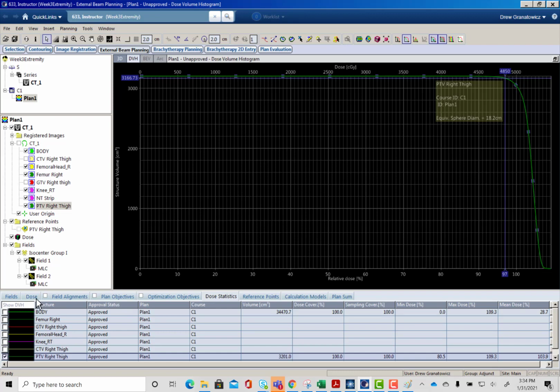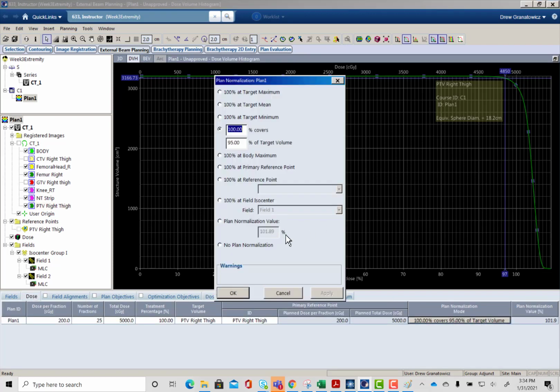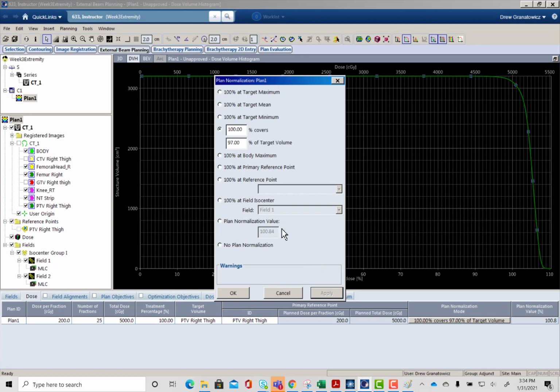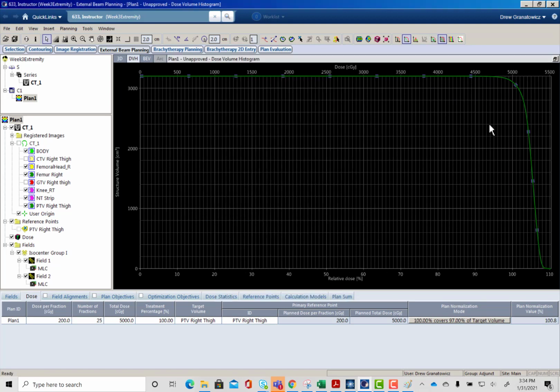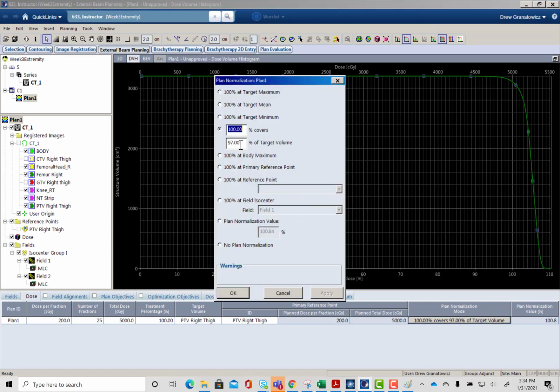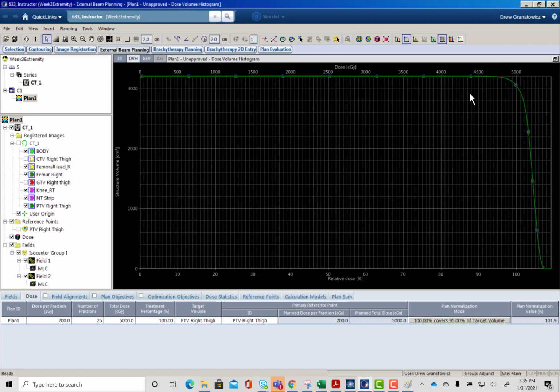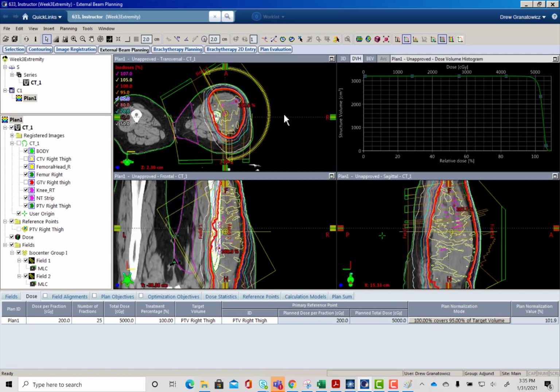So we have two options. We can normalize down like I showed you, or just tell it to cover more of our PTV like that, which will do essentially the same thing. But you can see our shoulder is kind of big here. We need to improve that min dose somehow. So I'm going to show you one easy way to do that.